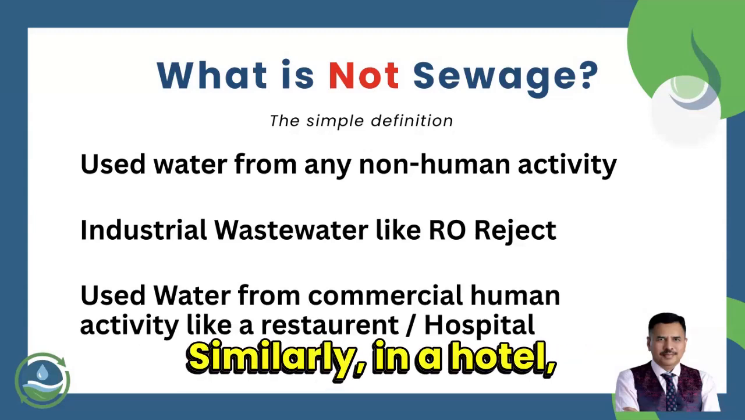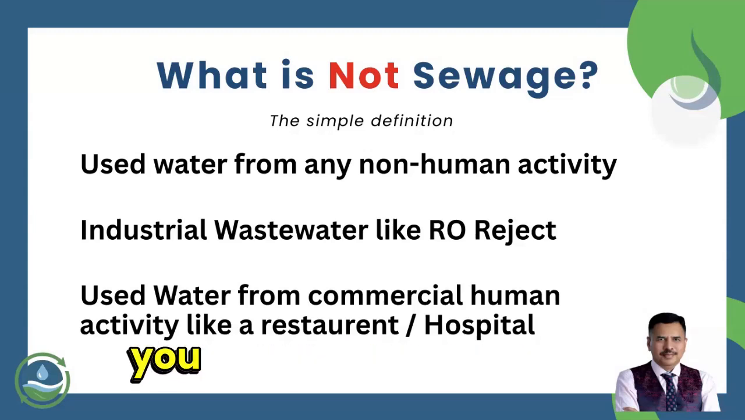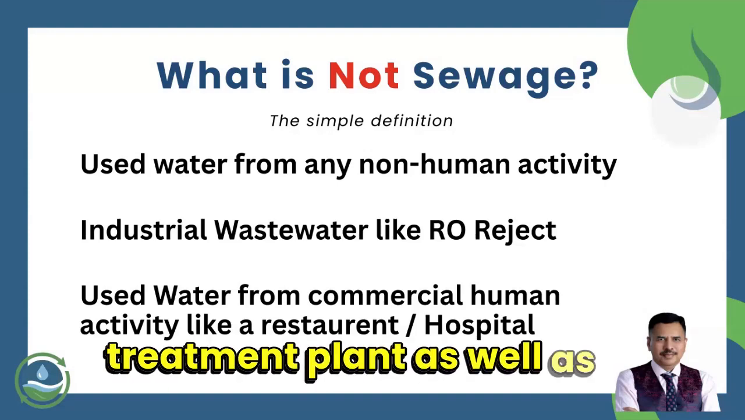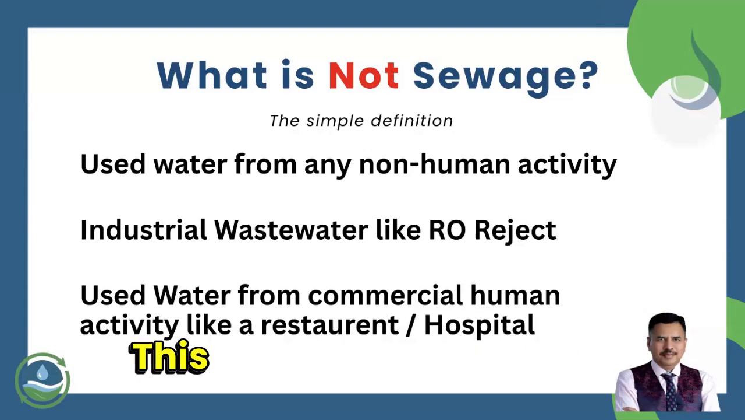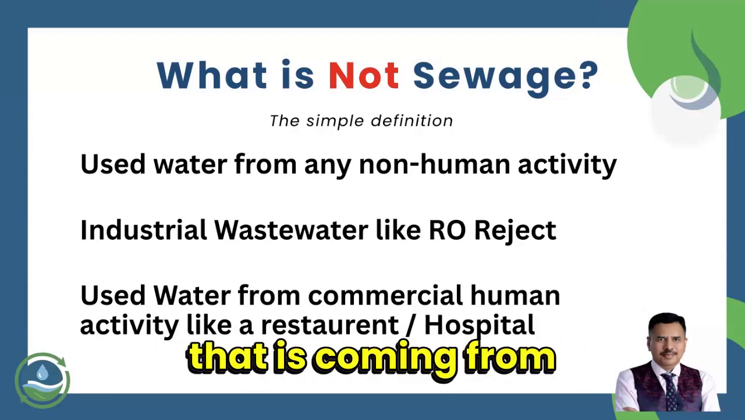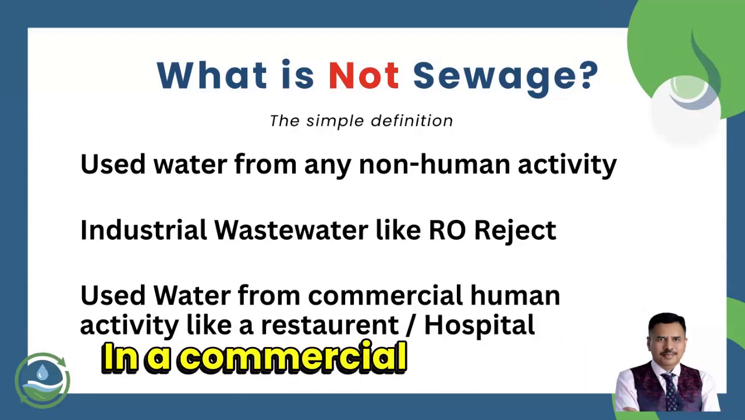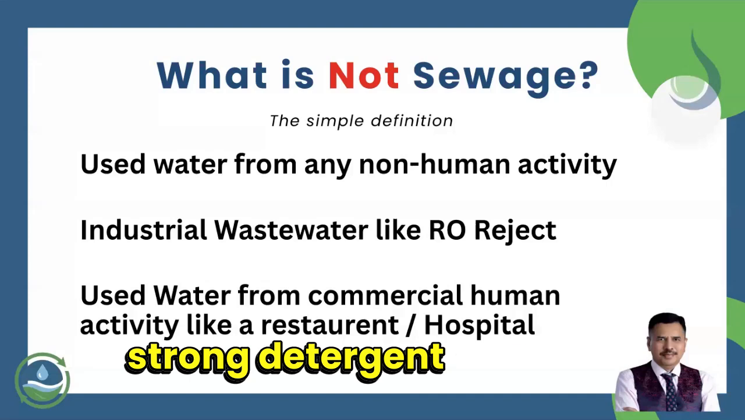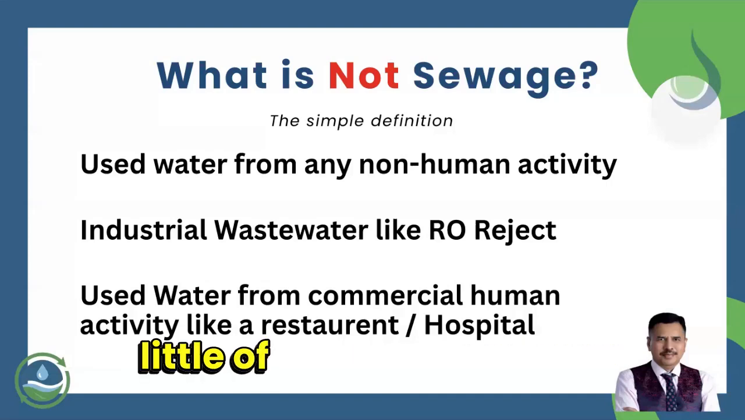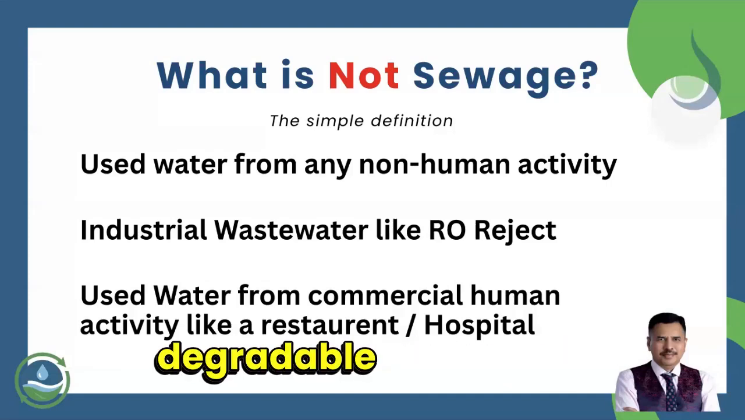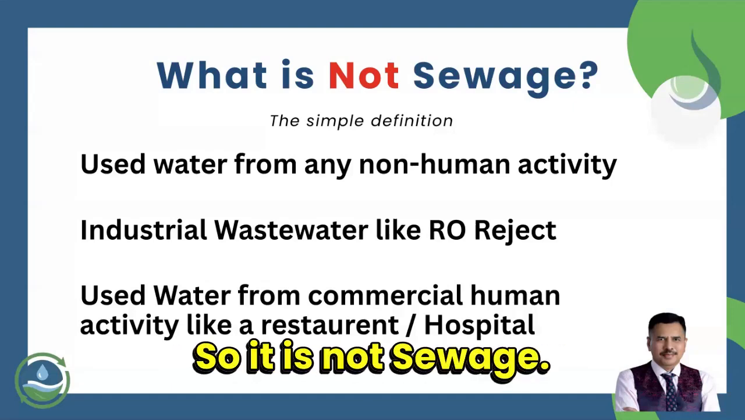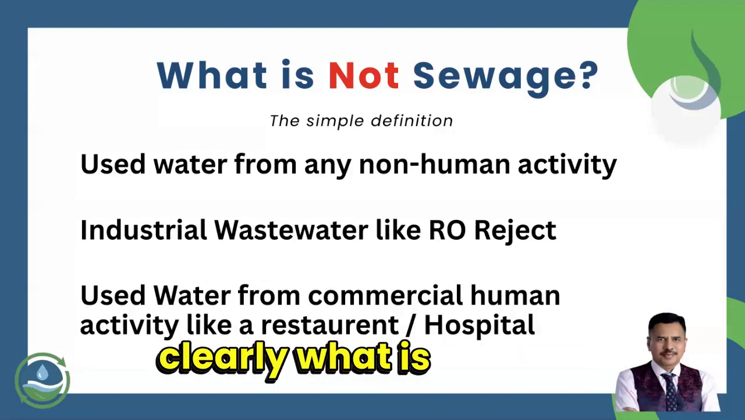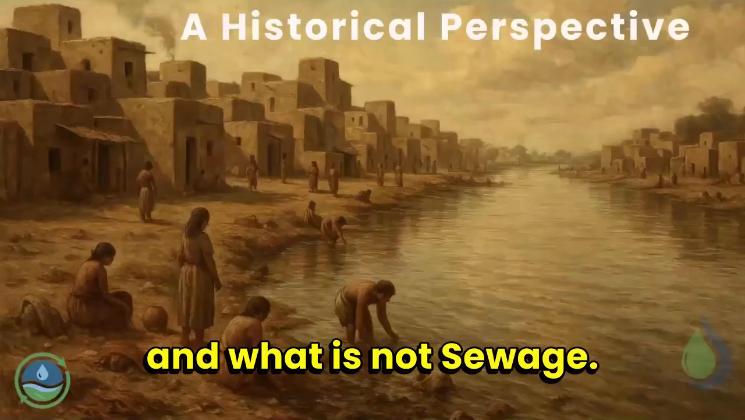Similarly, in a large 5-star hotel, you would have an effluent treatment plant as well as a sewage treatment plant. This effluent is something that is coming from a commercial laundry. In a commercial laundry, you have a lot of strong, ultra strong detergent and very little of other biologically degradable impurities. As a result, that does not qualify as sewage. So it is not sewage. Let us understand very clearly what is sewage and what is not sewage.